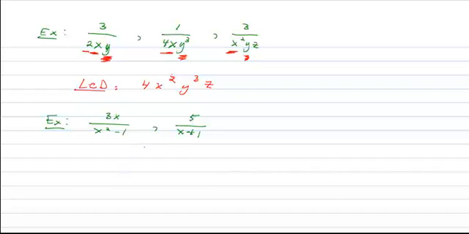In this example, we have 3x over x squared minus 1, and that's supposed to be a comma in between. And then we have 5 over x plus 1. So we want to find our LCD, but we can't do so until we have all of our denominators factored. And this first denominator can be factored. So let's factor that. We have two terms, GCF or difference of squares. Difference of squares.